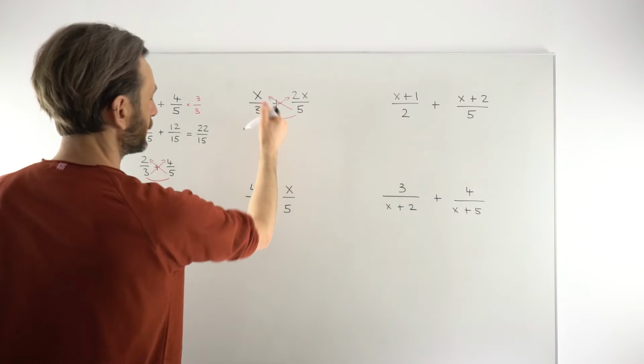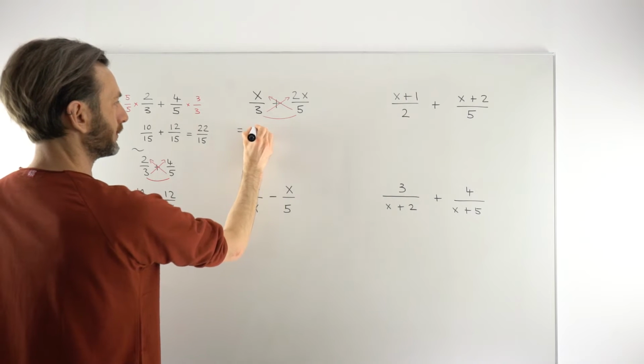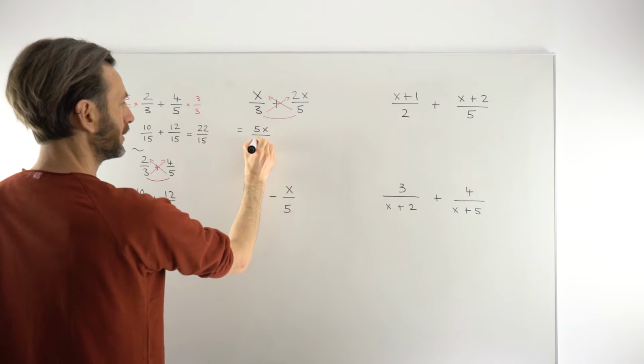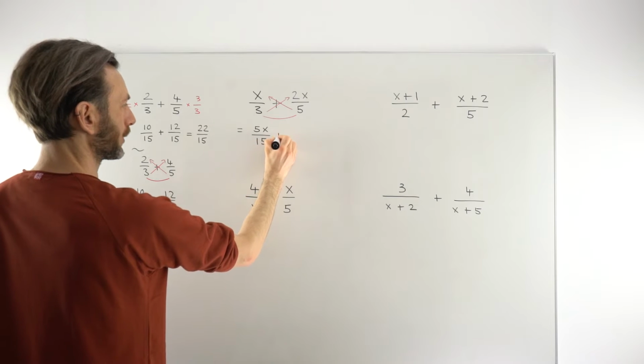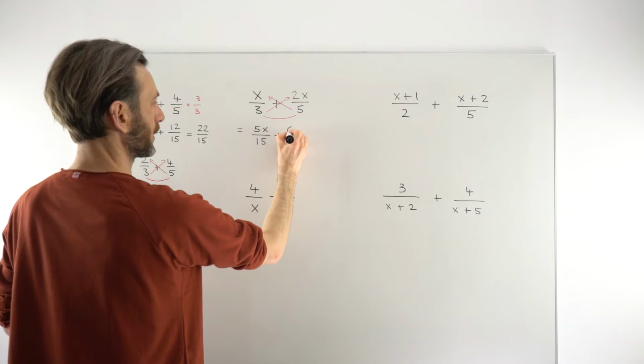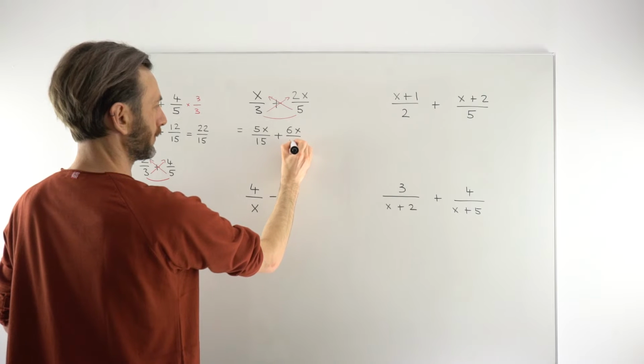So 5 times x gives you 5x for the top part of the first fraction. 5 times 3 gives you 15. So we're going to have a common denominator of 15 this time. 3 times 2x gives you a 6x on the top over 15.